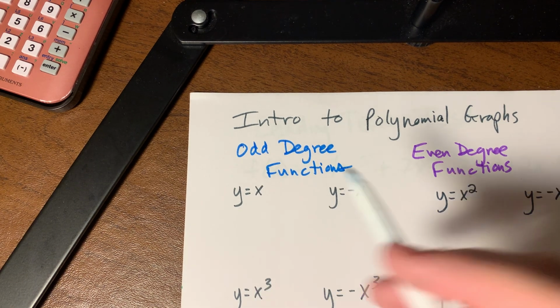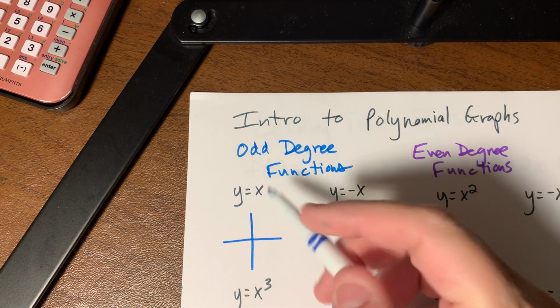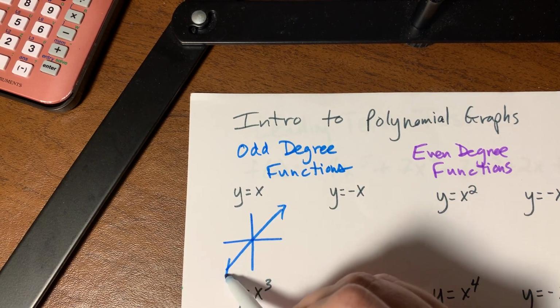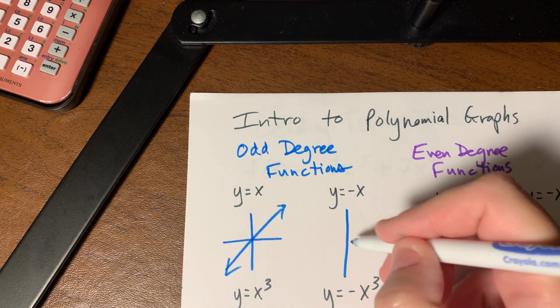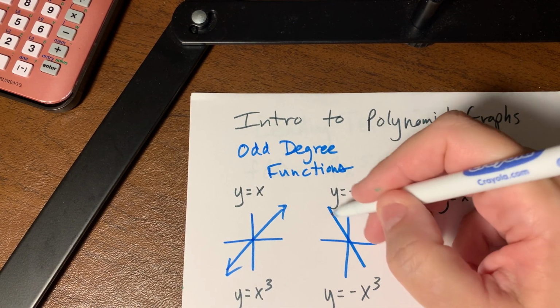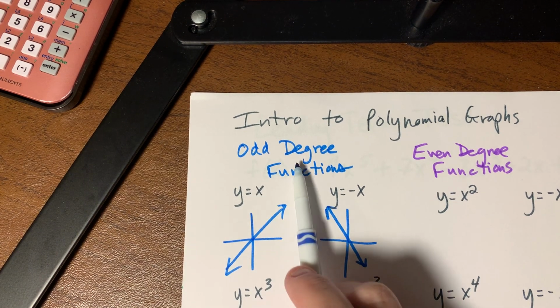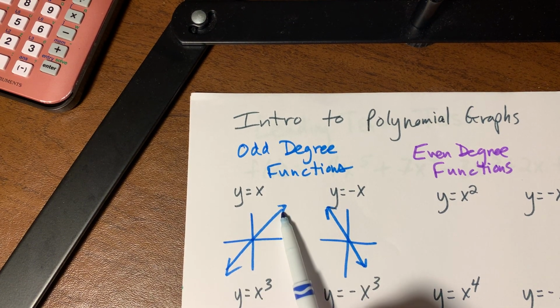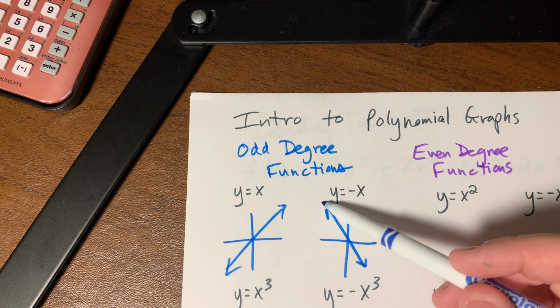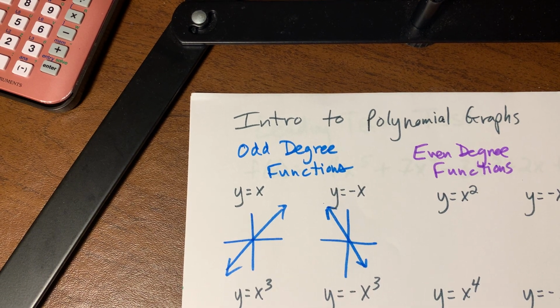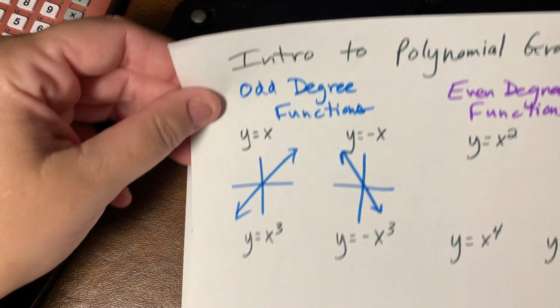So if I have something like y equals x, hopefully you all know, it's this beautiful graph here. If I have a negative out front, it flips direction, right? So with an odd degree function, we start low and go high. Unless there's a negative out front, it starts high and goes low. The end behaviors are not the same.